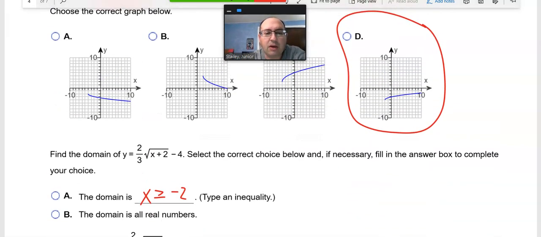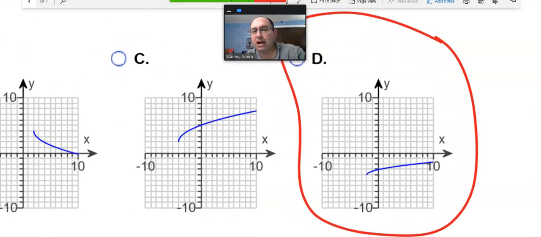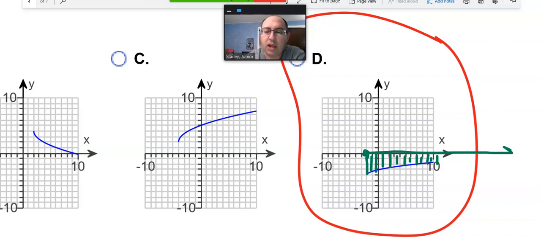They're asking me about the domain. Now, I'm going to zoom in on this because I want to kind of remind you about how we looked at domain. If you imagined smashing all of these points onto the x-axis forever and ever, how much of the x-axis would you cover? Well, you'd probably cover starting here at negative 2 and going that way for a long way. So that's the x values greater than or equal to negative 2. That's your domain. Okay? Then the next question is going to be about range.